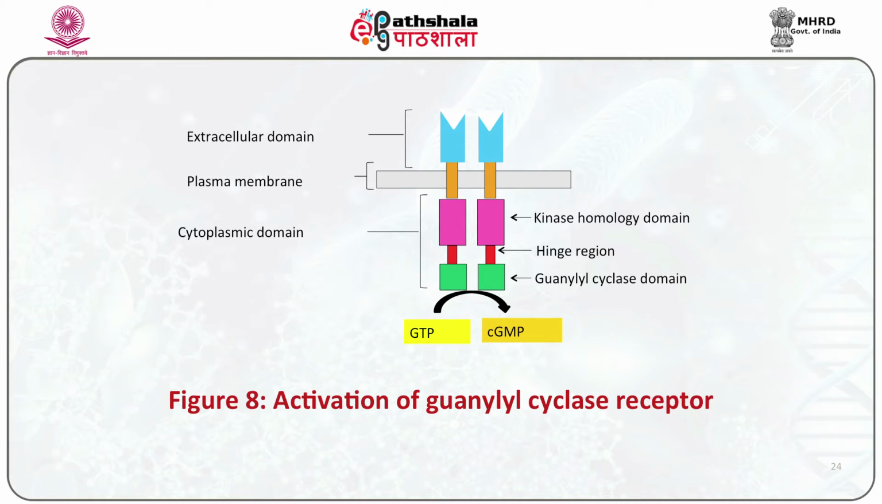Now, receptor serine threonine kinases or RSTK family. RSTKs are the transmembrane proteins in the plasma membrane which has three domains: an extracellular ligand binding domain, a transmembrane domain for anchoring in the plasma membrane and a cytoplasmic domain having serine threonine kinase activity.